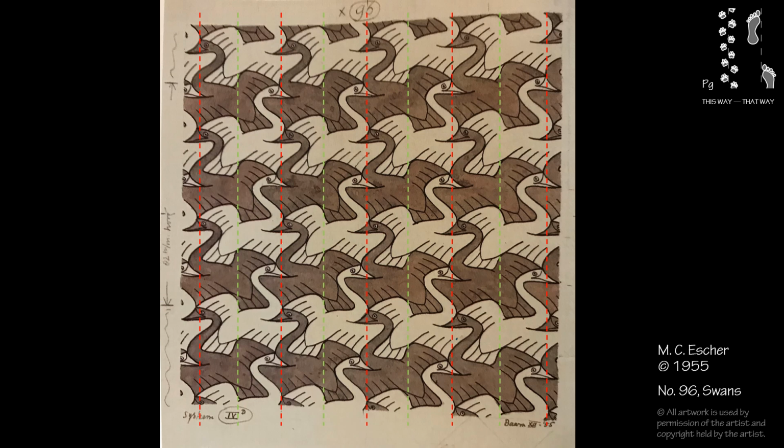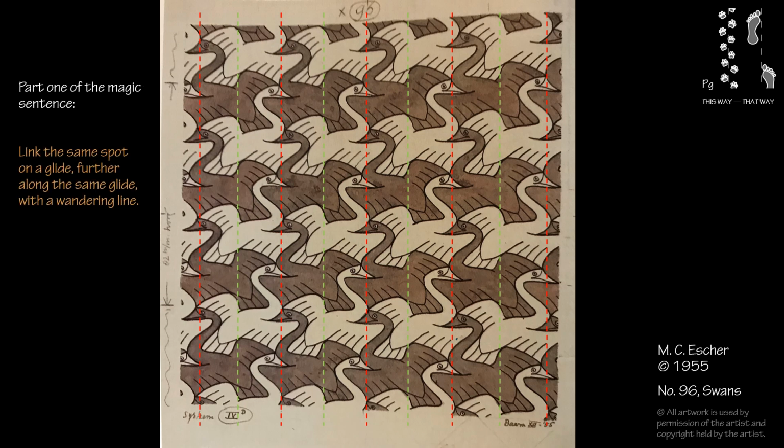Here, the first part of the magic sentence: link the same spot on a glide, further along the same glide, with a wandering line. Let's start at the top of the beak on the red line and follow the swan's outline all the way down to the same spot. And now repeat the line with animation.